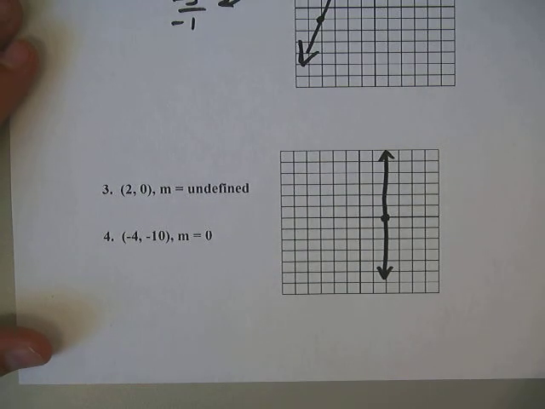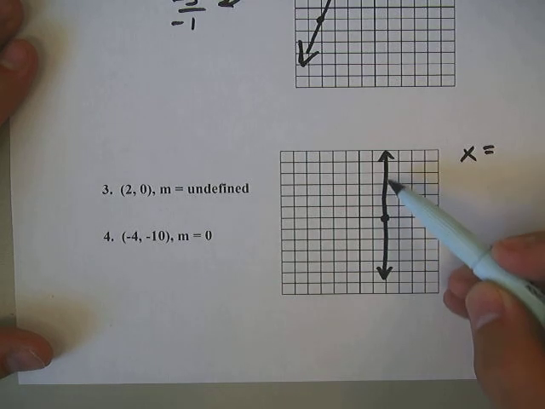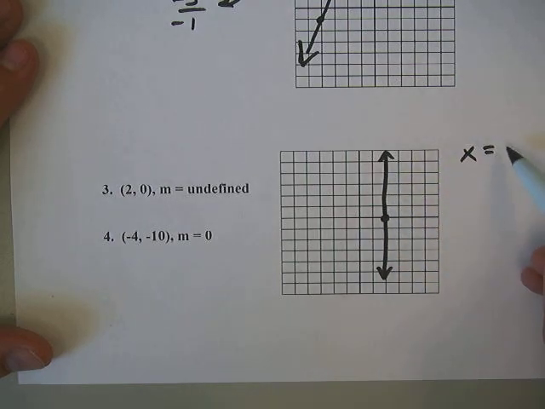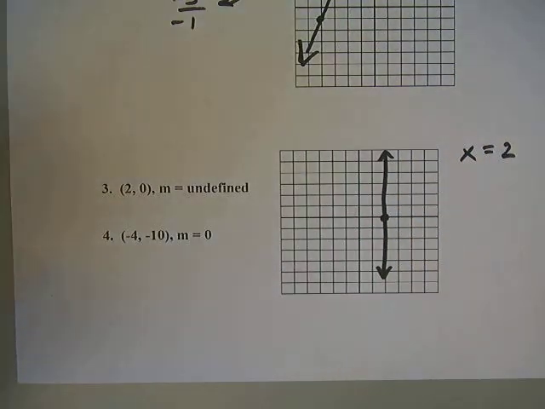A bonus question is, what would the equation of that line be? Well, every vertical line starts with x equals, and then what are all the x coordinates of every point on here? Well, the x coordinate is 2, so that would be x equals 2.